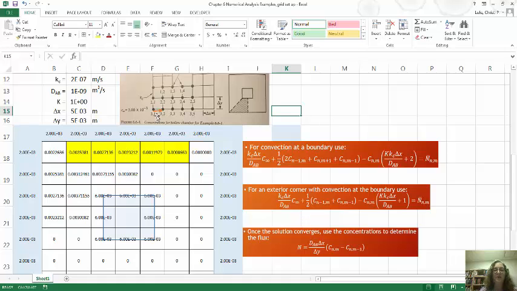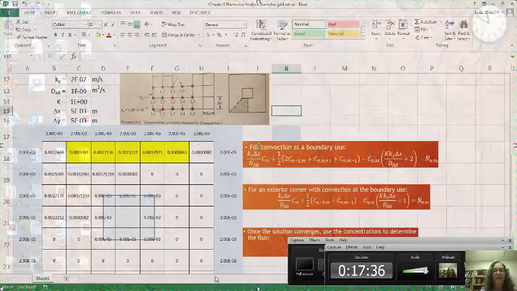So I'm going to conclude this video here because I think the rest of it you can pretty well follow through either with the textbook or by looking at the solution in Canvas. So this concludes this little video trying to introduce you to numerical analysis for mass transfer.